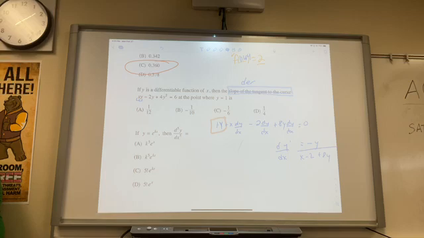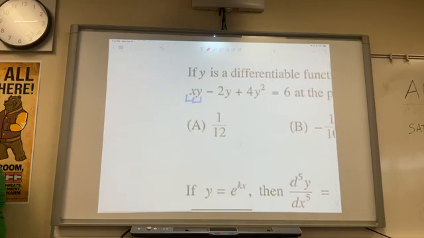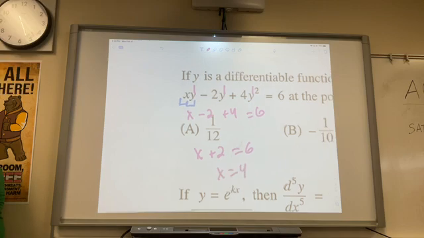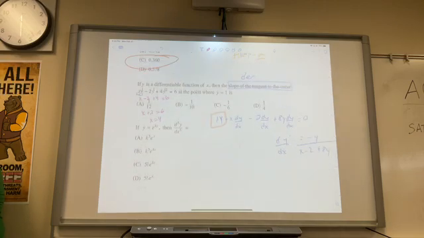Now, y is 1, but what do I have to figure out? I gotta figure out what x is. And if y is 1, then x minus 2 plus 4 equals 6. So x plus 2 is 6, x is 4. Right? So if y is 1, x is 4. So I get negative 1 over 4 minus 2 plus 8, which is negative 1 over 10. Let's go. I always get a little excited when I get the answer and it's on there. I feel like I didn't make a mistake.